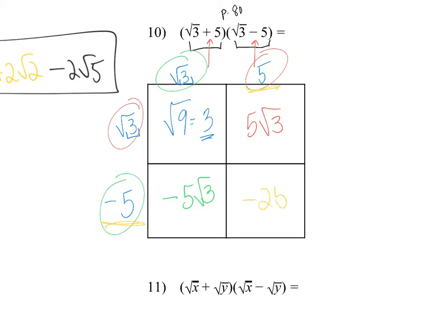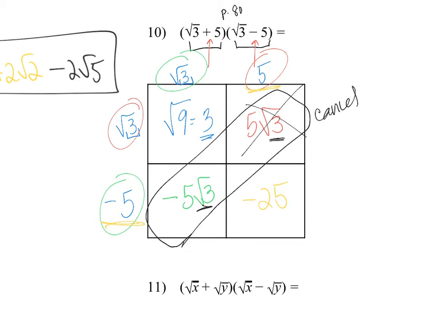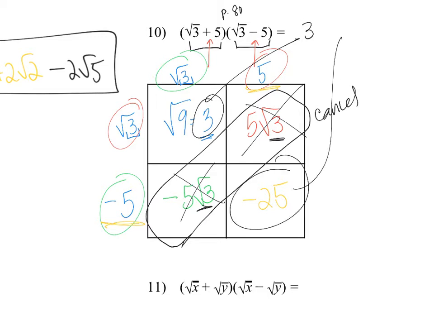That's negative 25. So if you look at this, right in the middle here, those are like radicals. They both have radical 3's on them, but one's positive, one's negative, so they're going to cancel out. They undid each other. So all that we really have left is going to be the 3 and negative 25. So it's 3 minus 25, which is negative 22.